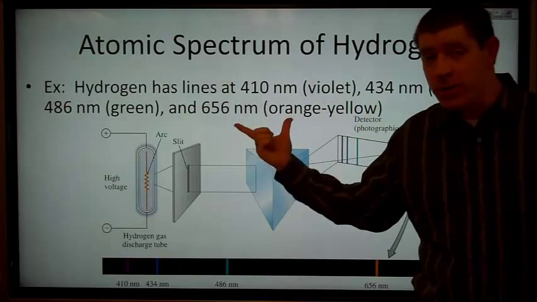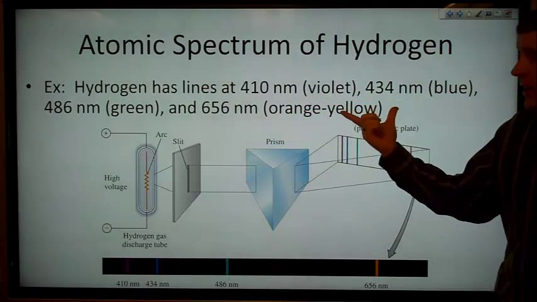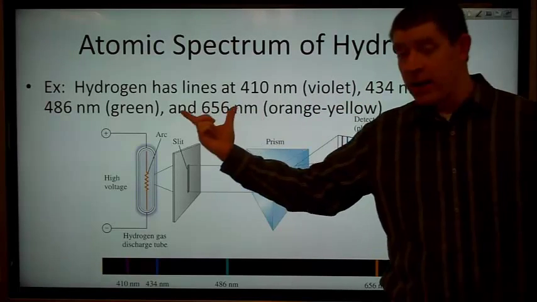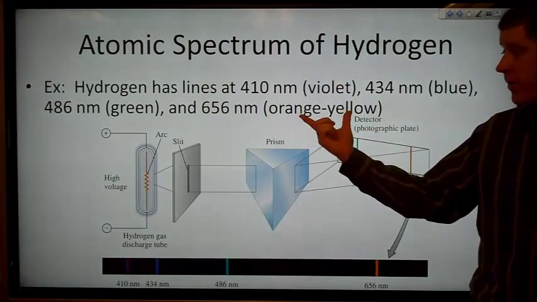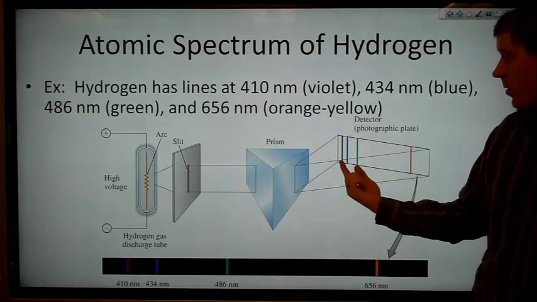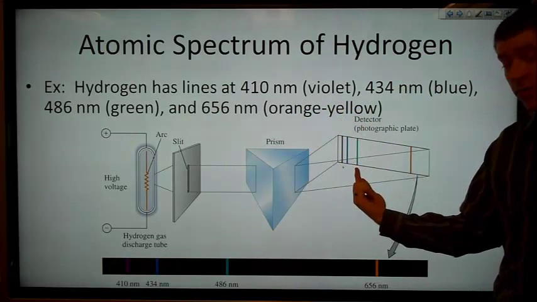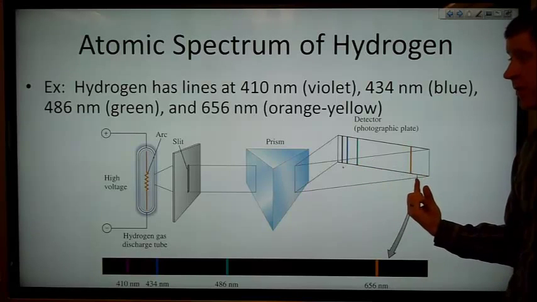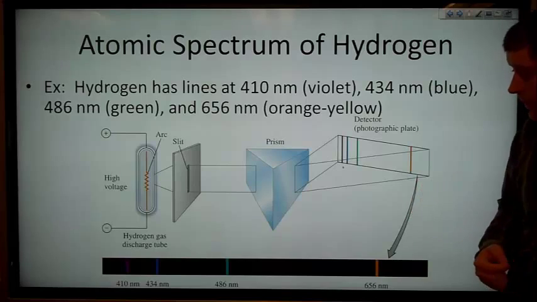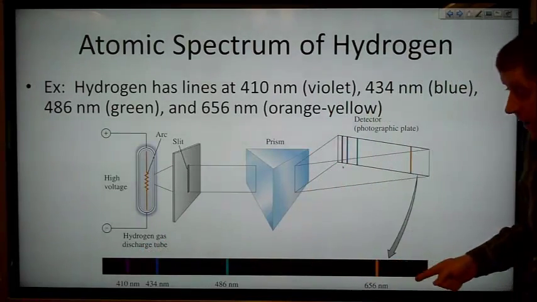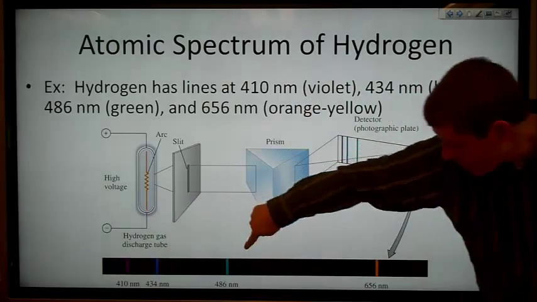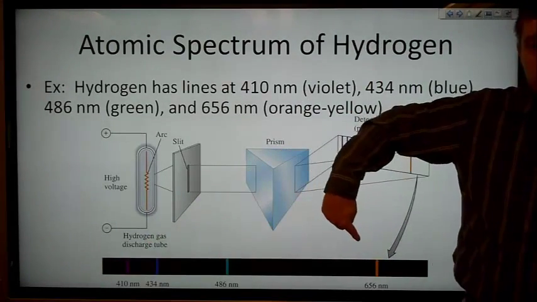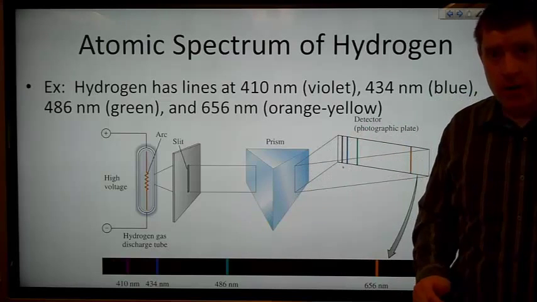So, hydrogen has lines at 410 nanometers, which is violet, 434 nanometers, which is blue, 486, which is green, and 656, which is sort of an orangey yellow. So this is the 410, that's the 434, this is the 486, and this is the 656 nanometer light. And again, you can see that sort of spread out here. We only see those 4 colors. And in between, it's black because there is no light being emitted there.